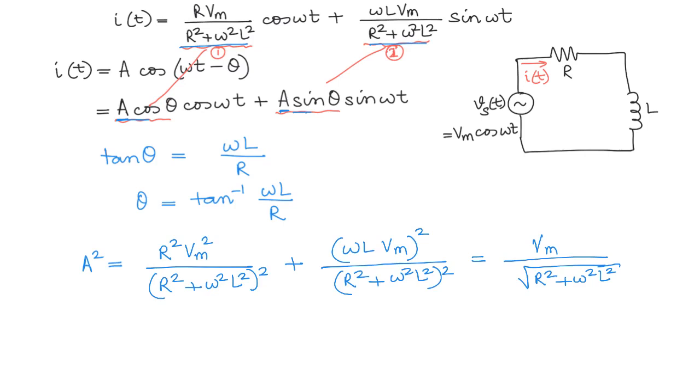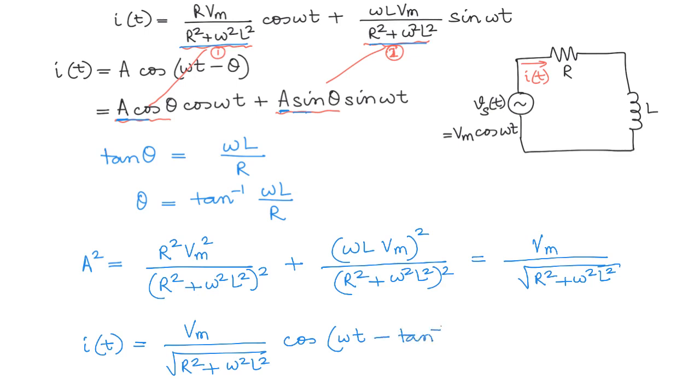Okay, which means that our current i(t) is given by Vm over the square root of R square plus omega square L square, times cos(omega t minus tan inverse of omega L over R). Let's just write these brackets here. Okay, so that's what our output is.